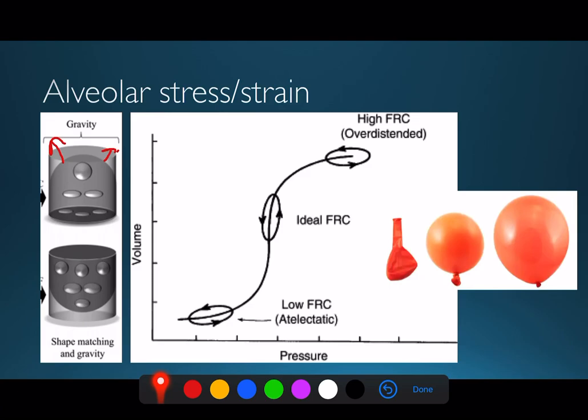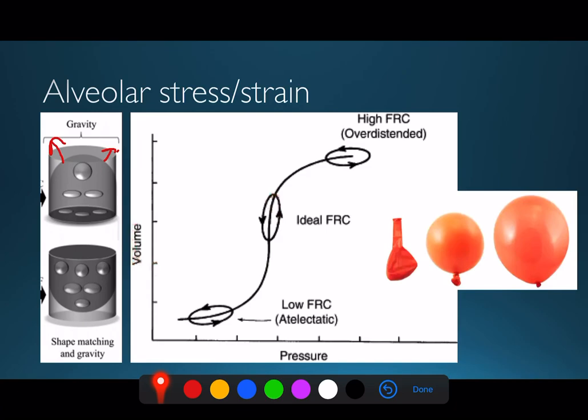And then consider this here, where you've proned the patient. Now almost all of these alveoli are sitting in this range. So it's just taking a small amount of change in pressure to get a change in volume. So your driving pressure goes down.